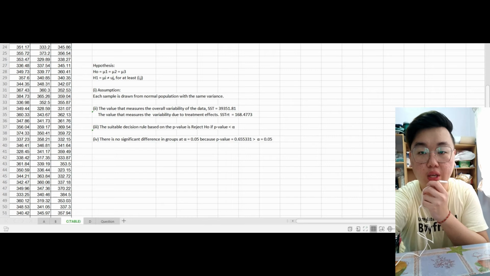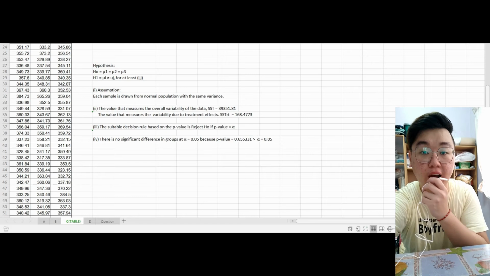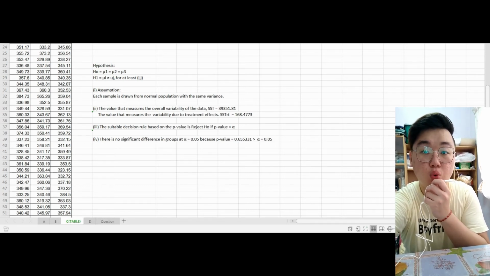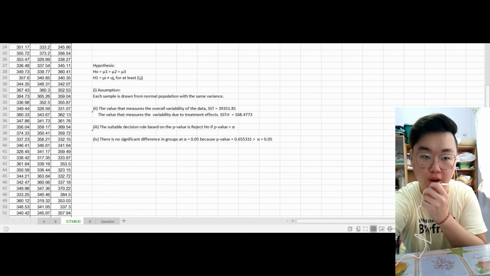From the table, we can see that the value used to measure the overall variability is 39,351.81, and the value used to measure the variability due to treatment effect is 168.4773. The suitable decision rule that we have made is based on the p-value. If the p-value is smaller than the alpha value, we will reject H0. We assume the alpha value as 0.05.